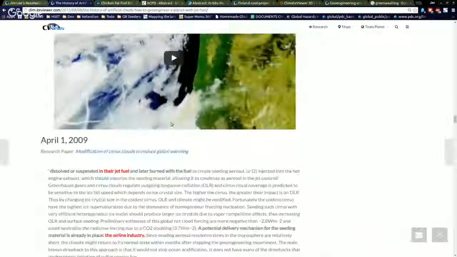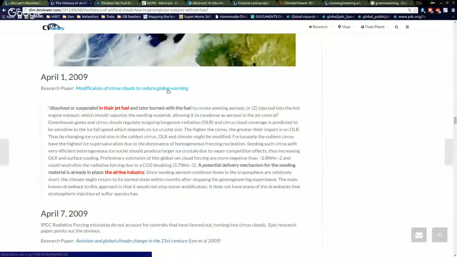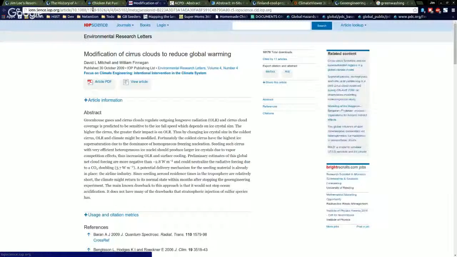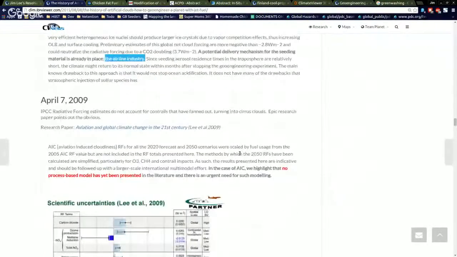And there's the video. Modification of cirrus clouds to reduce global warming. Research paper: dissolved or suspended in their jet fuel and later burned with the fuel. A potential delivery mechanism for seeding material is already in place: the airline industry. All real papers. All legit papers. IOP Science. Bam. David Mitchell, William Finnegan, 2009. Let's burn some stuff in the jet fuel.